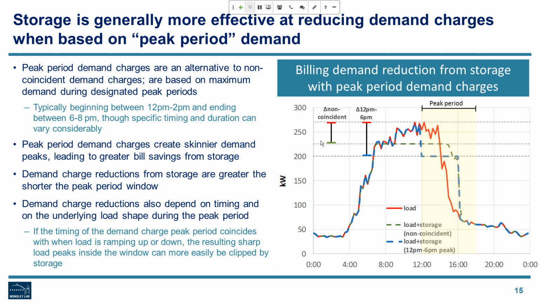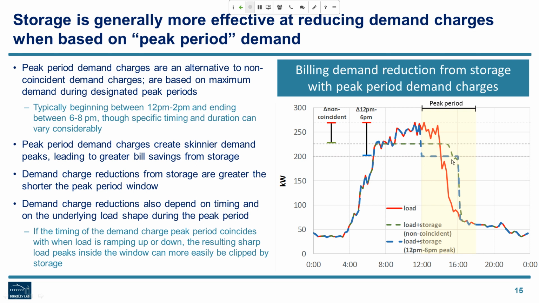So this amount is what storage can reduce if it's a non-coincident demand charge. However, if storage is dispatched to reduce the demand charge during the peak period, which is in this shaded time, storage can more effectively reduce the peak billing demand because it doesn't need to maintain that discharge rate for as long a period. Here we see in the blue line that we can discharge during these peak times for a longer period of time.